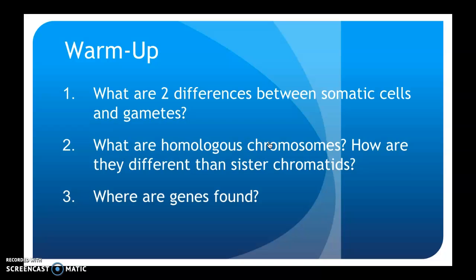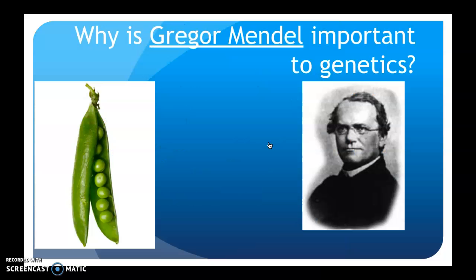Sister chromatids are identical copies of the chromosome that will be made during gamete formation, and I will talk more about that today and tomorrow, actually. And then genes are sections of DNA. So they're like long sections of DNA, and they're found on your chromosomes. Okay?